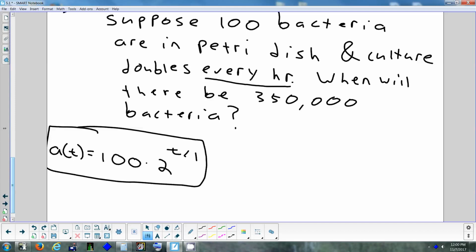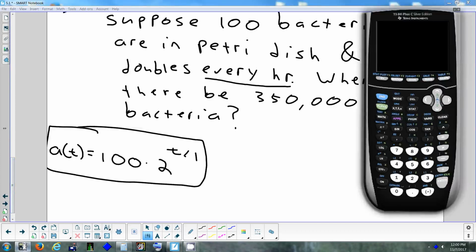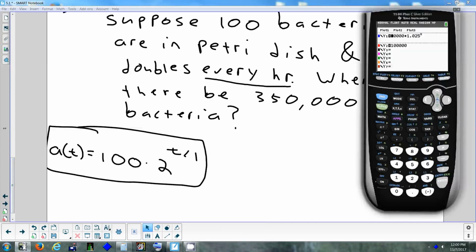And now, how would I figure out when there's going to be 350,000? Using the calculator. Yep. You graph that equation and a line at 350,000. Graph 100 times 2, and that's all you need, 2 to the x.